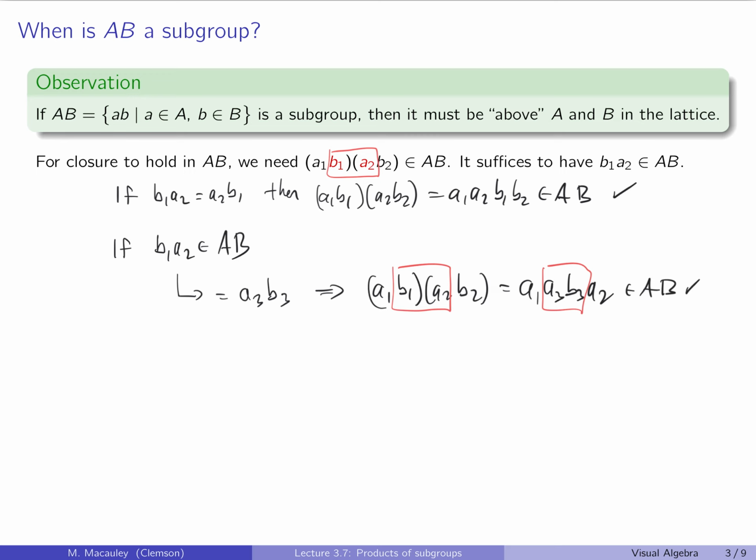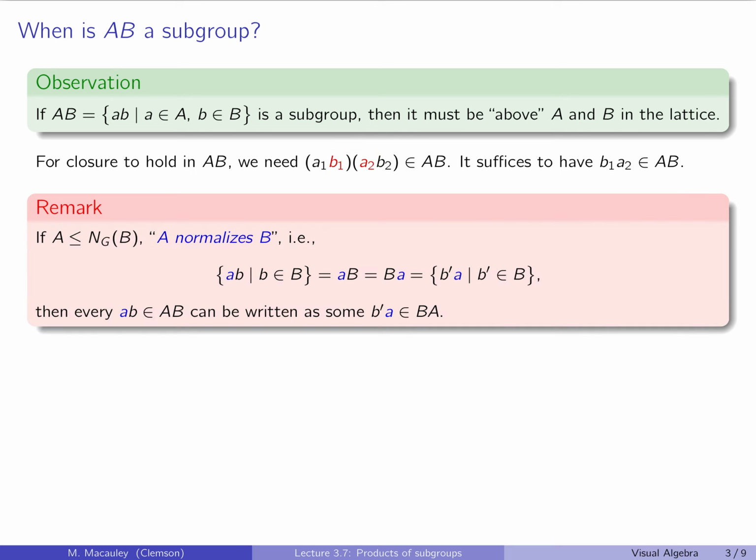I'm going to show you a condition that, if it holds, means we don't need to change both of these elements to different elements. We're going to actually just let A2 equal A3. In other words, we can swap the order of these if we change one of them. Let's see what that condition is. I claim that if A is contained in the normalizer of B, in other words, A normalizes B, then the condition we just looked at will hold.